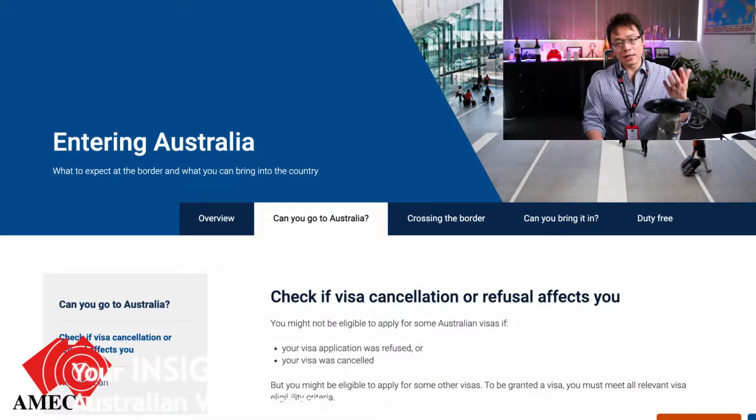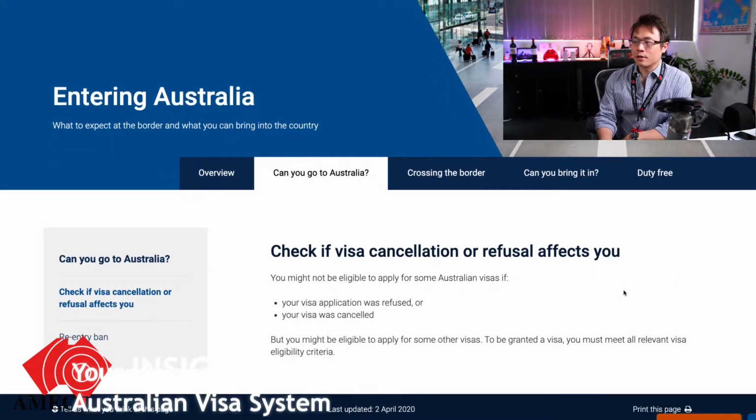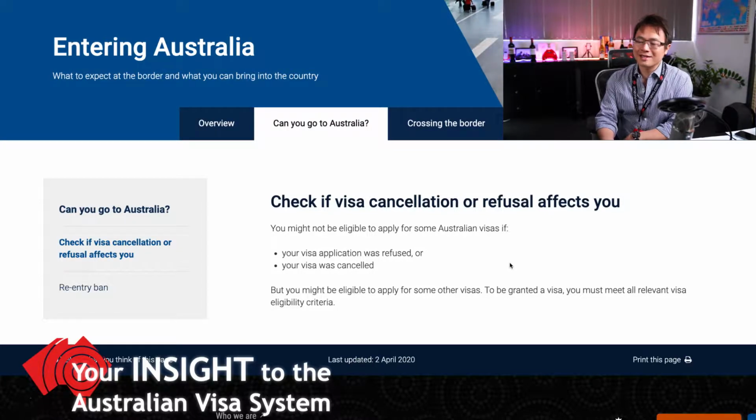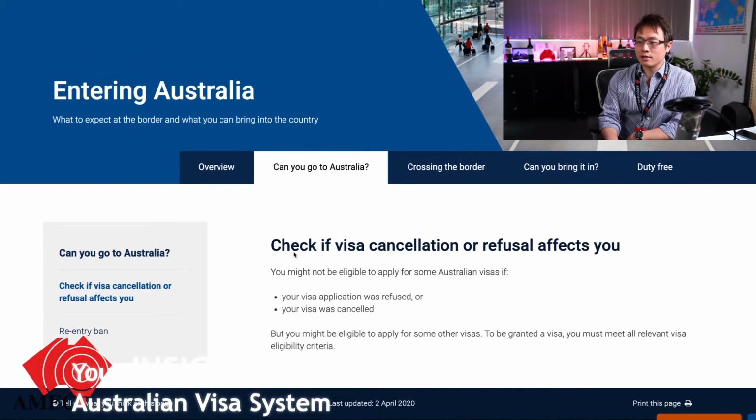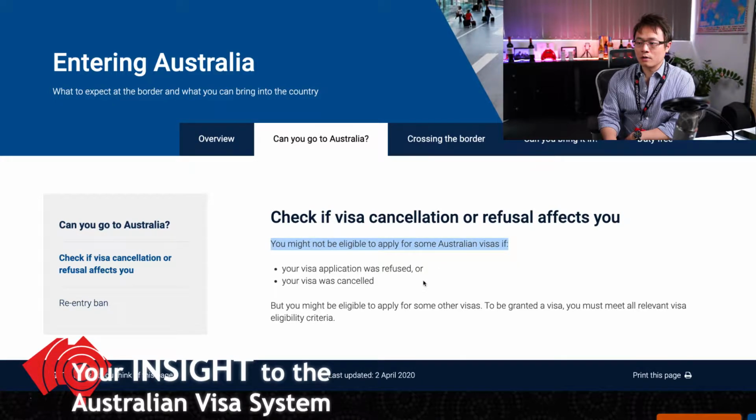So the new Department of Home Affairs website does provide some of the information. So I would like to take you into those web pages to have a look and read, and we will digest how we can actually resolve the situation. Okay, so here we go. Maybe you can Google it. It doesn't say much. It says entering Australia, and it says check if your visa cancellation or refusal affects you. So you need to check whether you have those past histories.